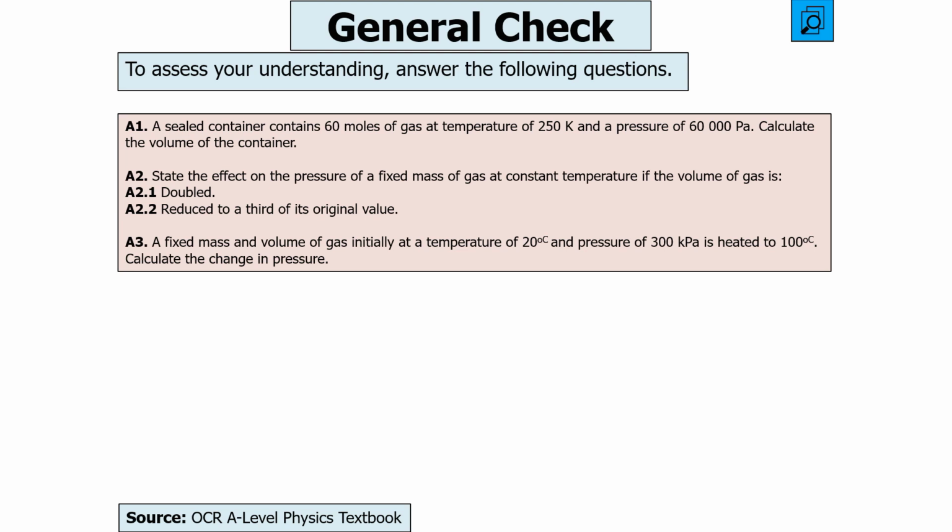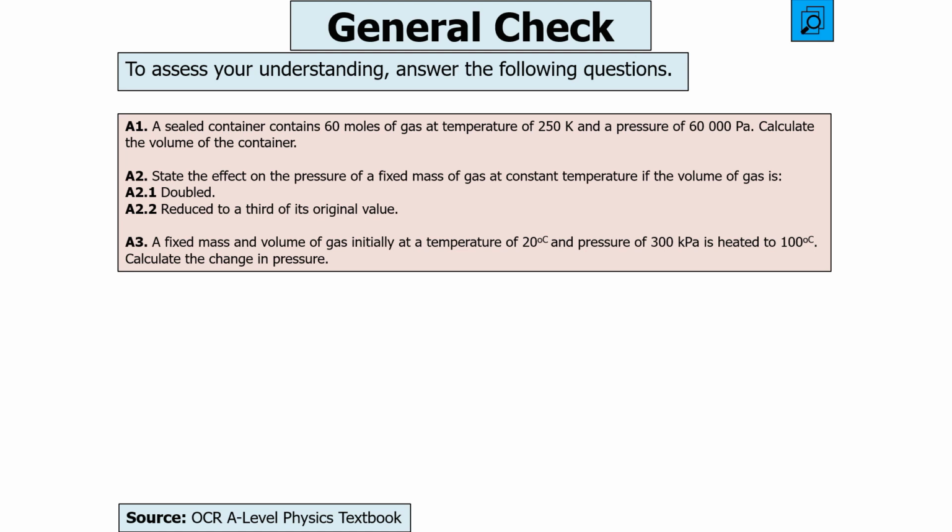Calculate the volume of the container. State the effect on the pressure of a fixed mass of gas at constant temperature if the volume of the gas is doubled or reduced to a third of its original value. Then a fixed mass and volume of gas initially at a temperature of 20 degrees Celsius and a pressure of 300 kilopascals is heated to 100 degrees Celsius. Calculate the change in pressure.